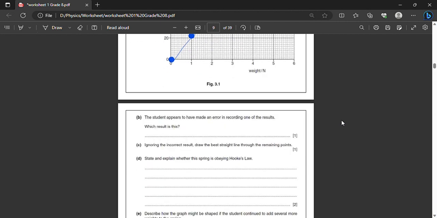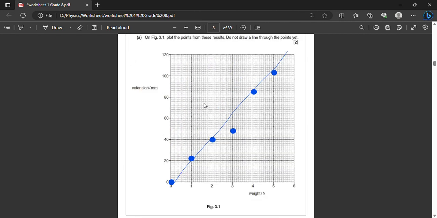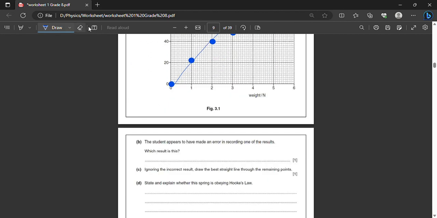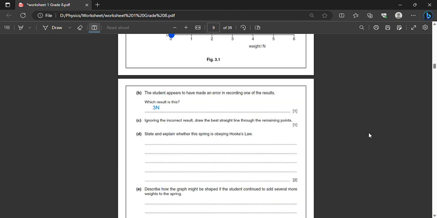Now they're asking, the student appears to have made an error, so which result is this? Every point over here agrees with Hooke's law, so it's only this point. They're asking which force, so let's write the answer as 3 newtons, because that's the only odd one out, because the others are going in a straight line. That is the place where we have to bend it.